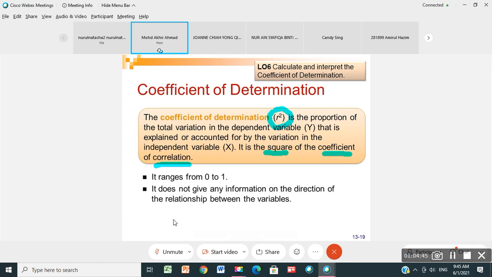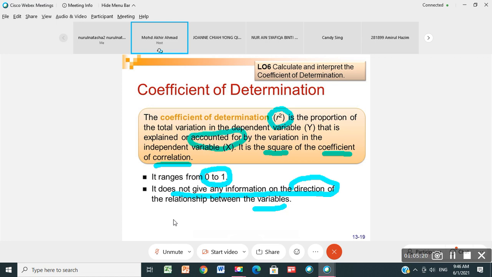Okay. The range should be 0 to 1. Dia takkan lebih. Kalau you dapat 2 point something, 3 point something, that means something wrong. However, this one doesn't give any information of the direction between two variables. Dia tak inform this one direction. Cuma dia inform about the accounted for sahaja.